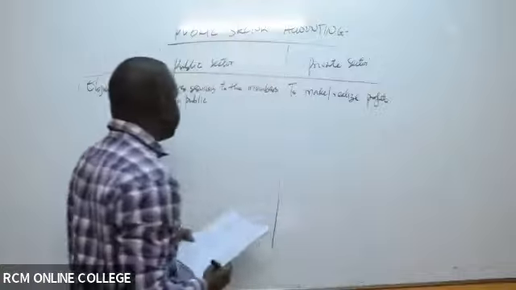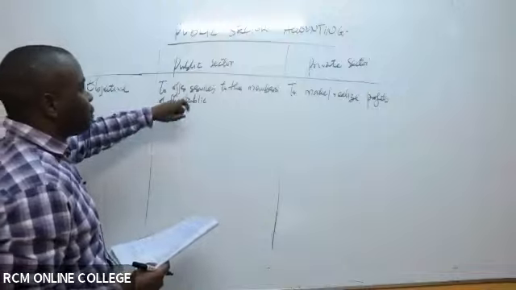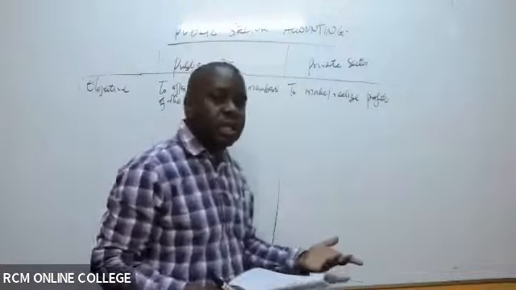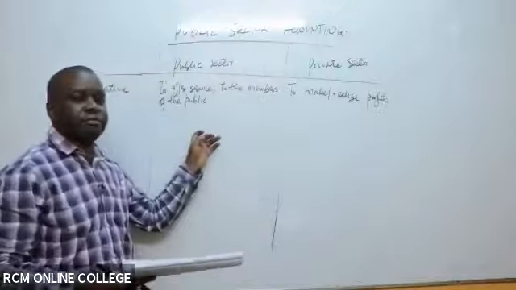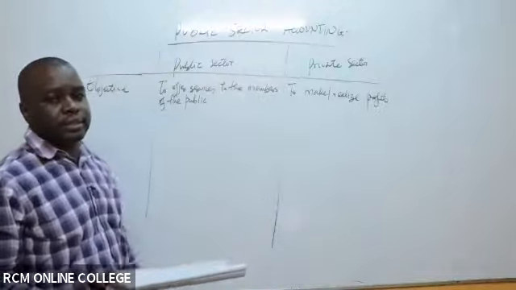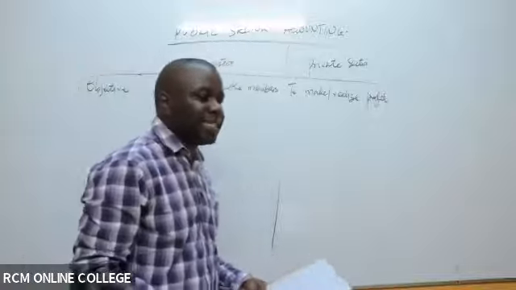But for public sector entities, the government forms them majorly to provide what? Essential services. For example, if it's a public school, it is to provide education to Kenyan citizens. If it's a public school, to provide what? Education to Kenyan citizens.